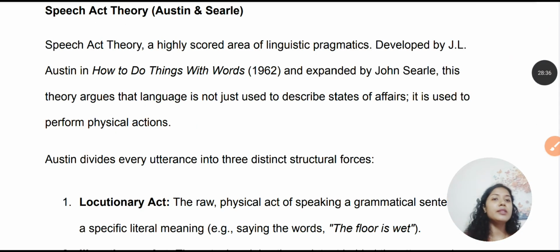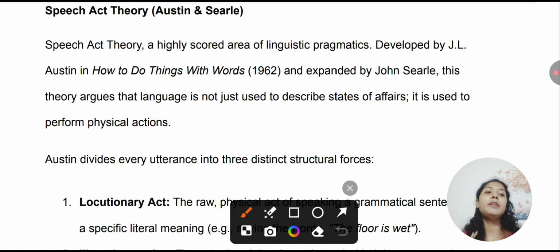So now this theory I was talking about, everyone, speech act theory, which is given by J.L. Austin. Remember, this is very important. So J.L. Austin gave the speech act theory. It has been in your PYQs too. And later this theory was expanded by John Searle.